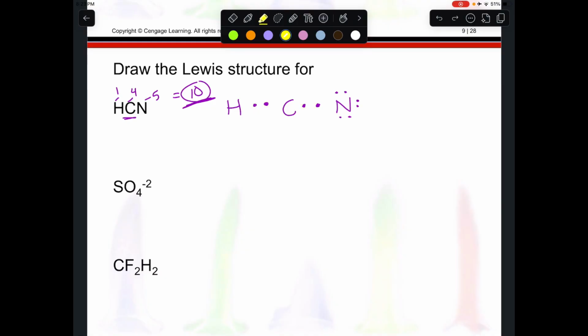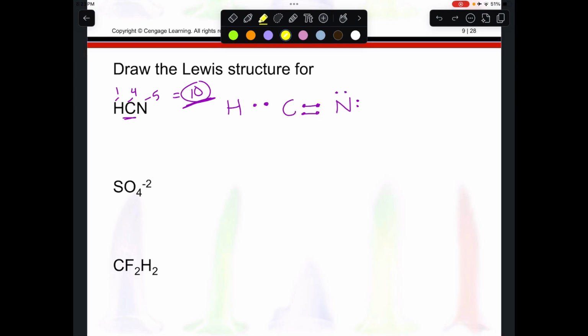So now when this happens, what you have to do is start to do that thing we did with CO2. We have to erase and borrow. So I'm going to go ahead and erase a pair, a lone pair, and I'm going to move them over and create a double bond. Now, does that satisfy carbon? Let's see. 1, 2, 3, 4, 5, 6.